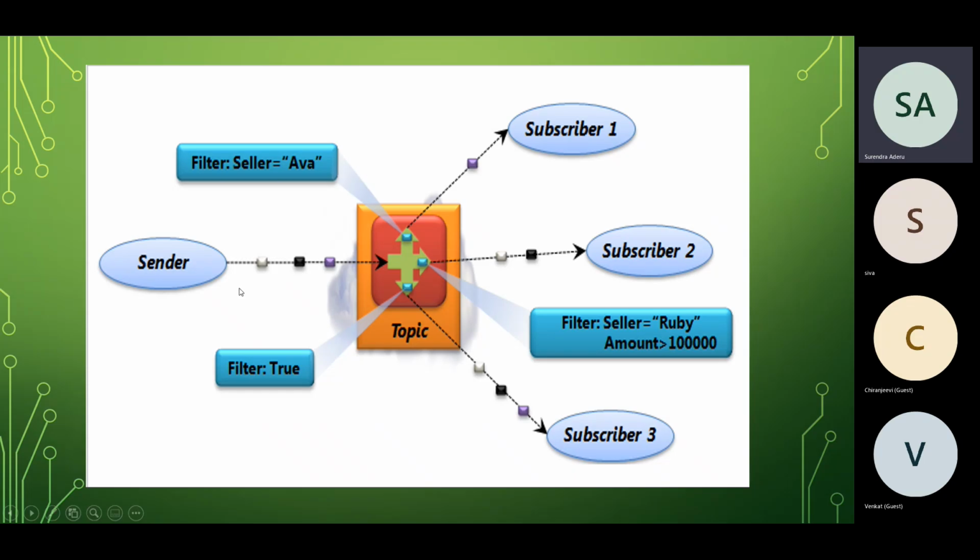So here the sender will be 1. The message communication is also one-directional communication. The only difference between queues and topics is that topics can deliver your messages to multiple recipients based on the customized filter mechanism. Clear?